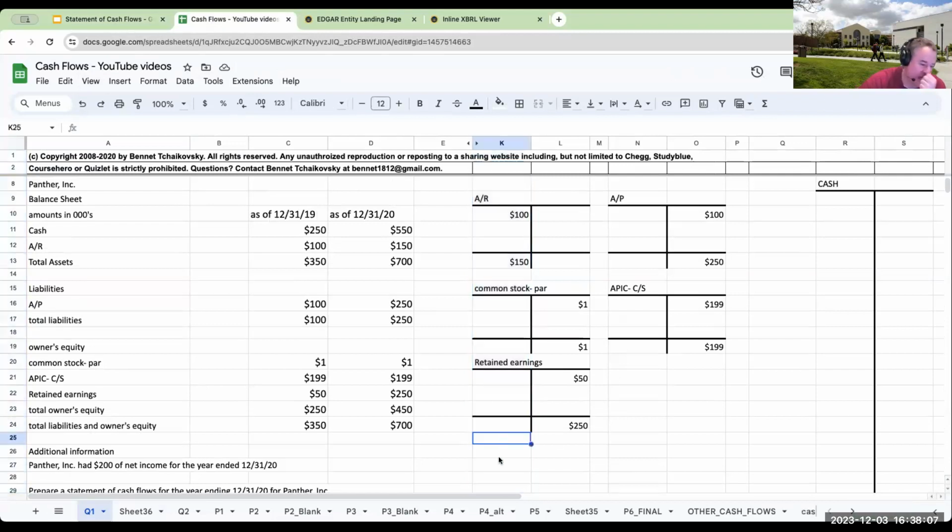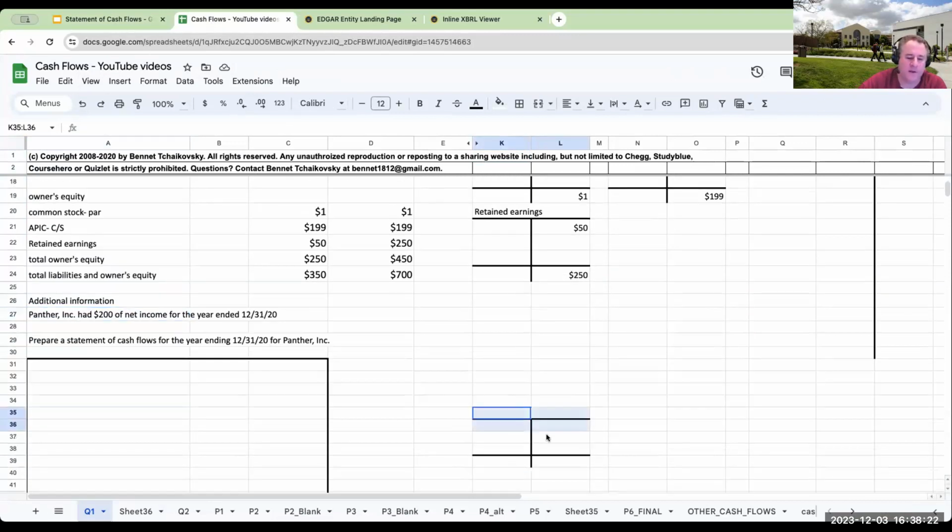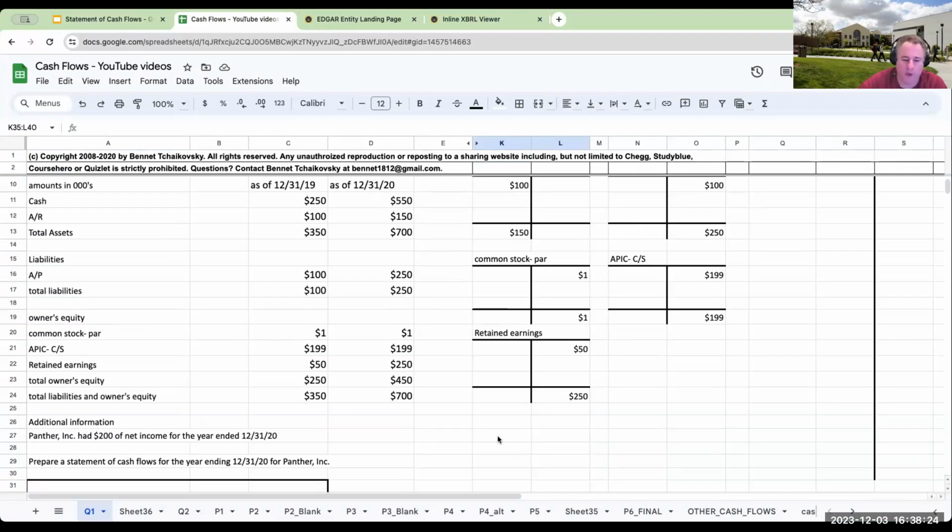Now, the next thing I need to do is deal with the additional information first. And let's go through and read this. It said that Panther Inc. had 200 of net income for the year ended December 31st, 2020. Now, when we're dealing with net income, where does net income go on the balance sheet accounts?